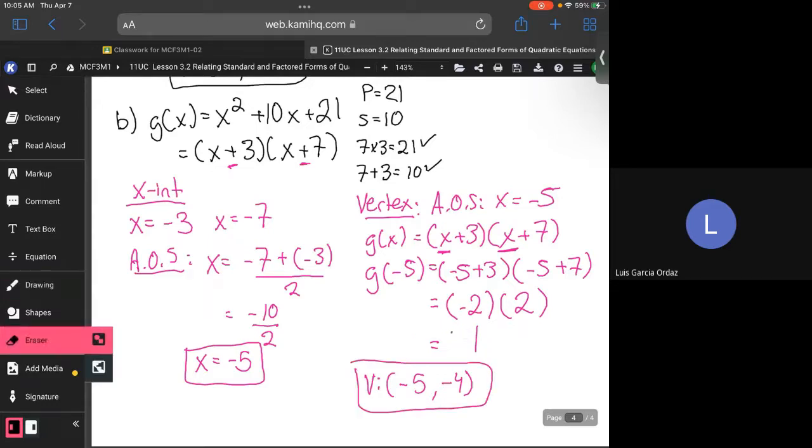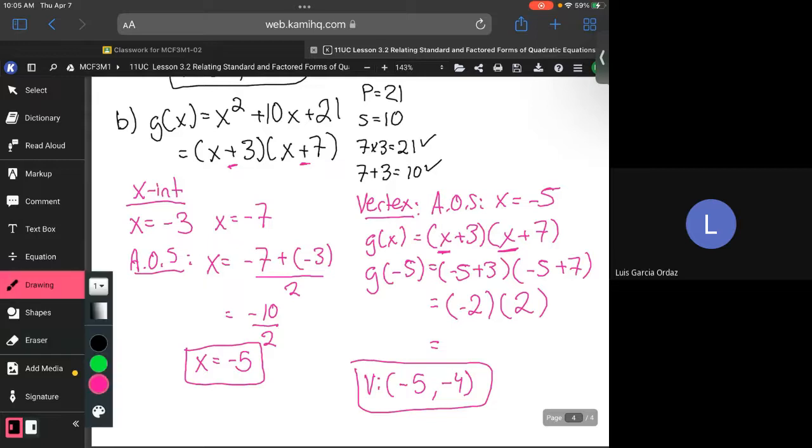Remember, your vertex is your axis of symmetry first and then your y value. Yes, Brooklyn? If you put the axis of symmetry, x equals -5, into the standard form, is that okay? That's fine. I prefer the factored form because I'm working with two easy numbers and I don't have to worry about squaring -2 and then multiplying it by a number and then doing the same thing with the 3x or the 10x.